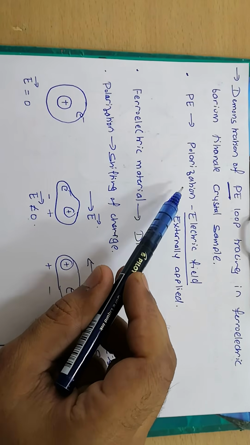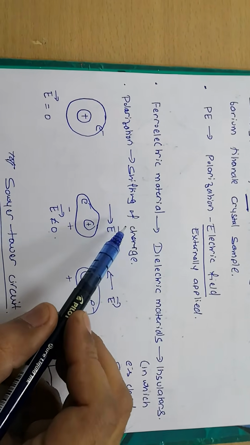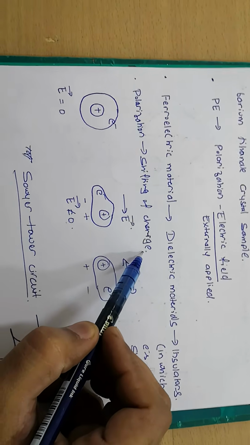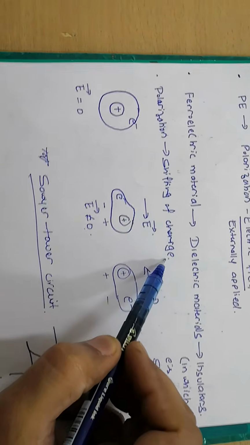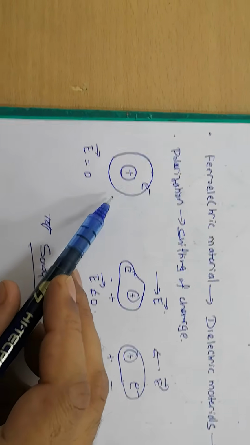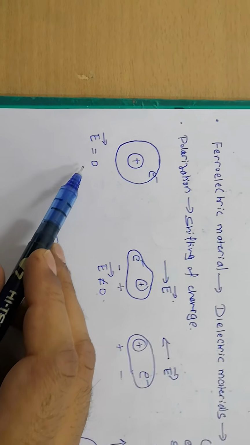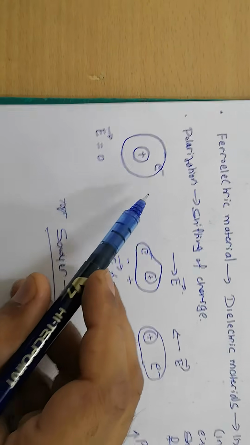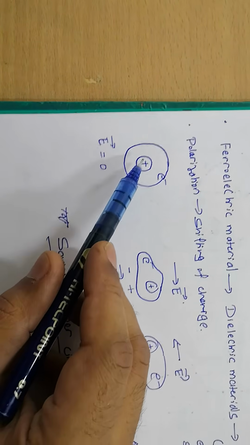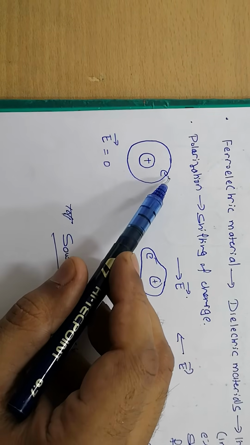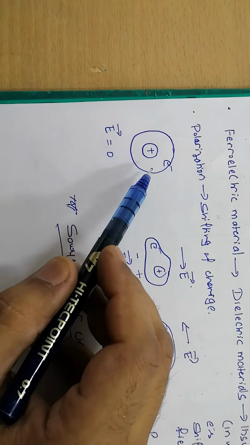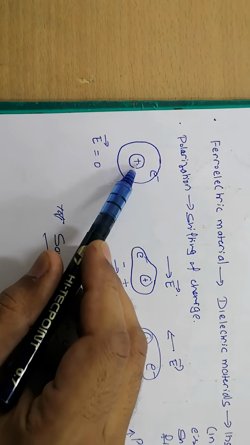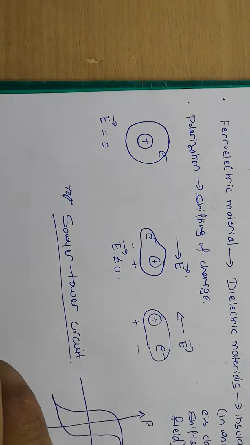So first, what is polarization? Polarization is the shifting of a charge when an external electric field is applied. Consider the case of an atom when the externally applied electric field is 0. In that case, in an atom at the center there is a nucleus and the negative electron charge symmetrically surrounds the nucleus. So the center of the positive charge and the center of the negative charge coincide and the overall atom is neutral.